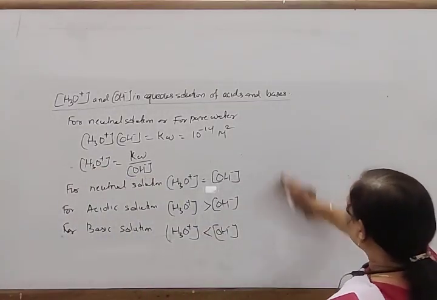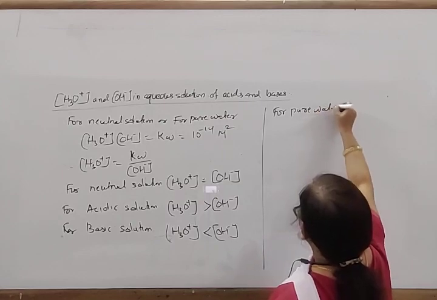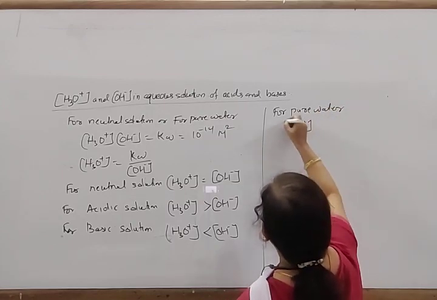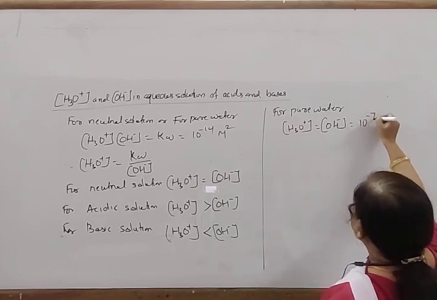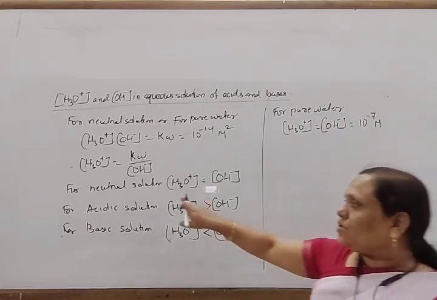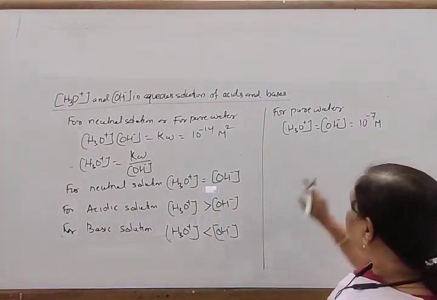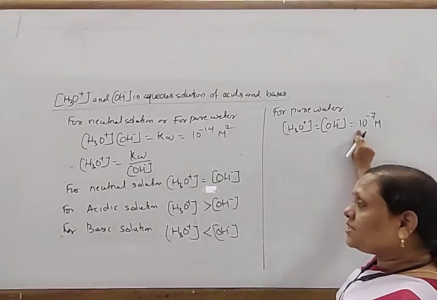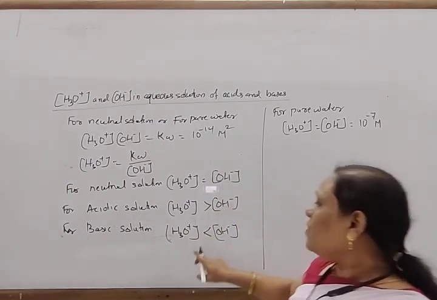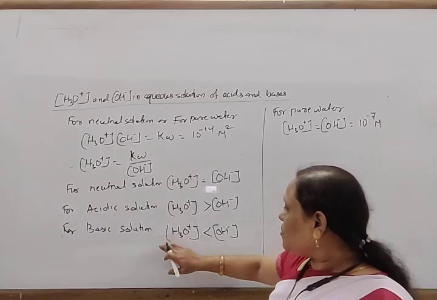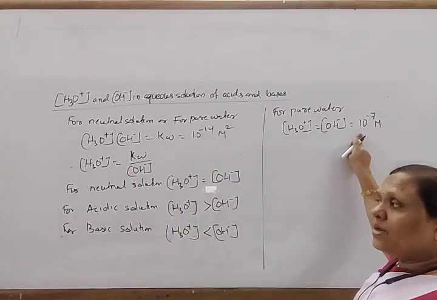Next, another thing we want to say is that for pure water, the hydronium ion concentration is equal to the hydroxyl ion concentration, which is equal to 10 to the power minus 7 M. So for an acidic solution, the H3O+ ion concentration increases from 10 to the power minus 7 M, and the OH- concentration decreases from 10 to the power minus 7 M. Similarly, for a basic solution, the H3O+ ion concentration decreases, becoming less than 10 to the power minus 7, and the OH- ion concentration becomes greater than 10 to the power minus 7.